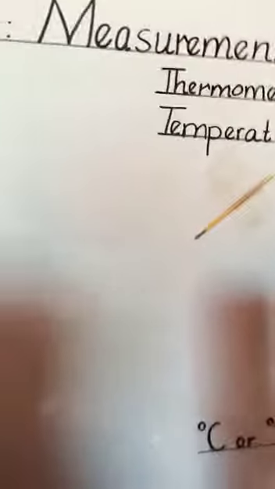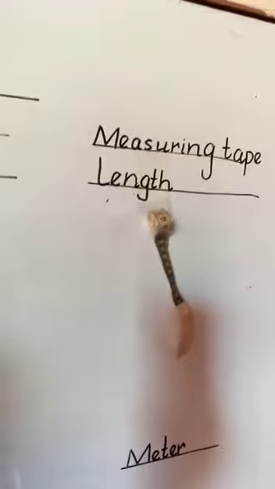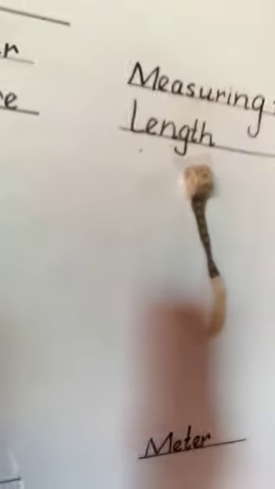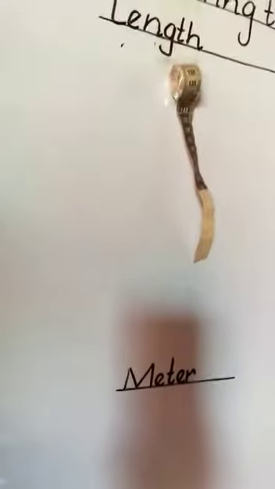This small O that I write on C or on F, this is the sign of degree. We read it as degree. Next is the measuring tape, and we use the measuring tape to measure length, and the unit for measuring length is meter.